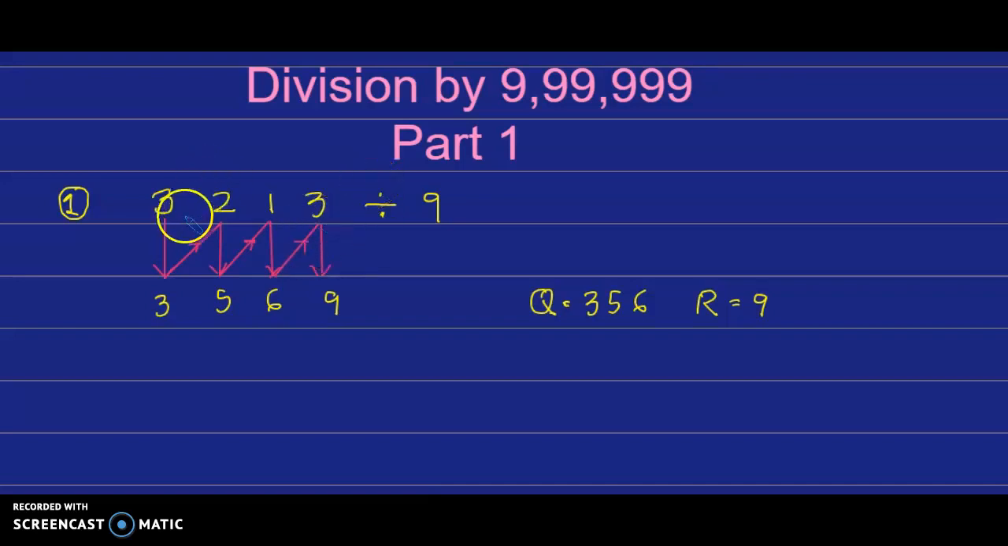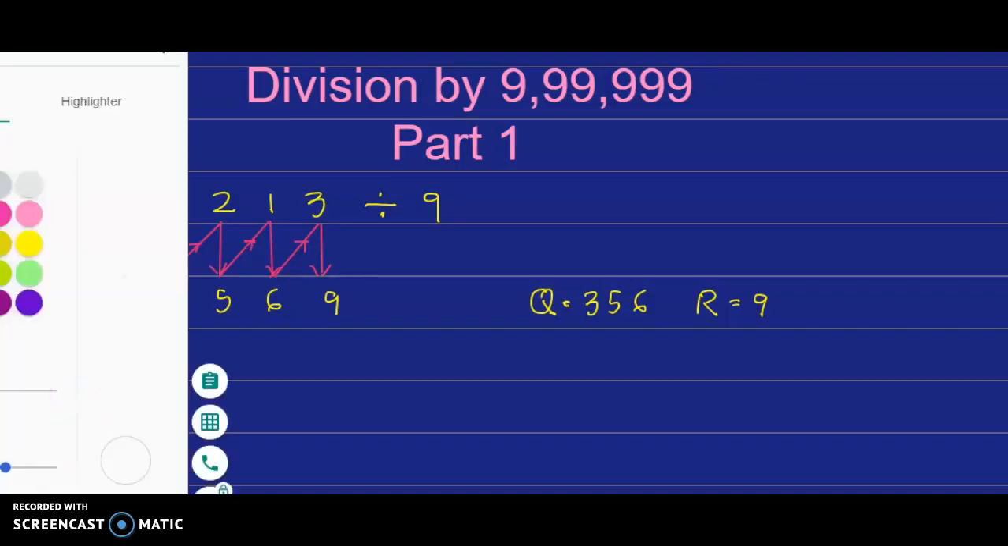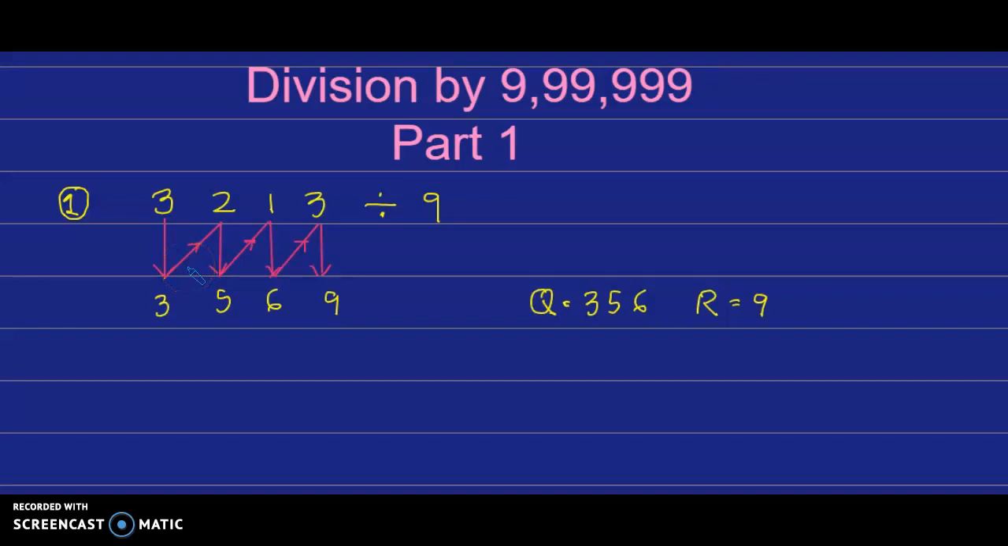The question says 3230 divided by 9. So in this question, if you see carefully, I will explain you the steps how to find the answer to this quickly.